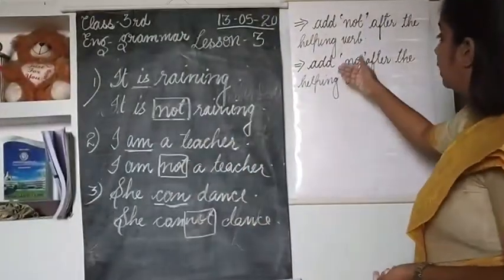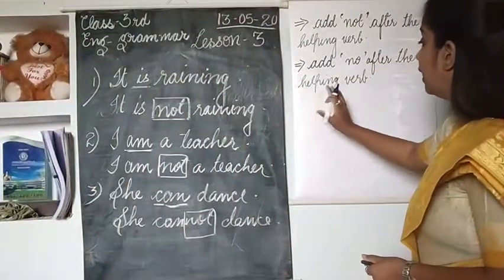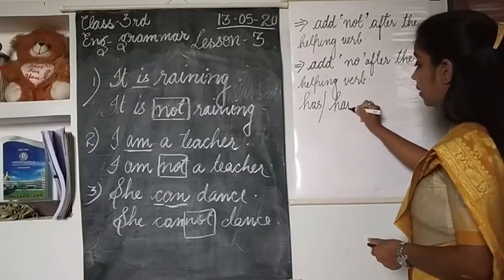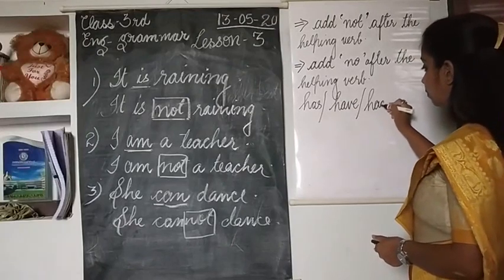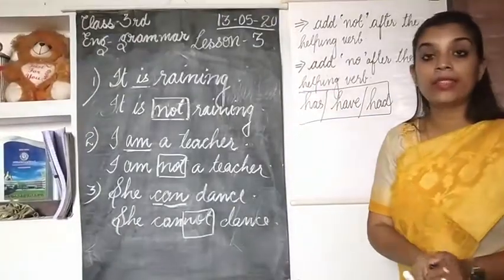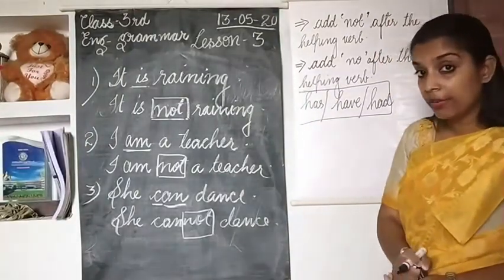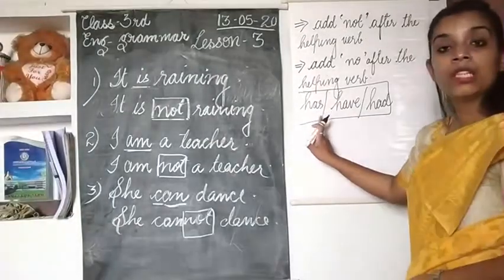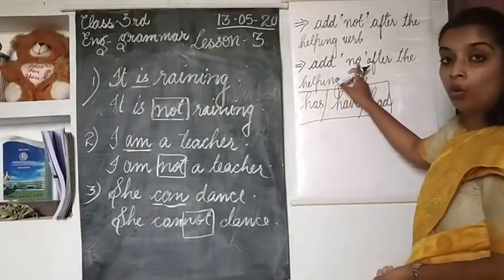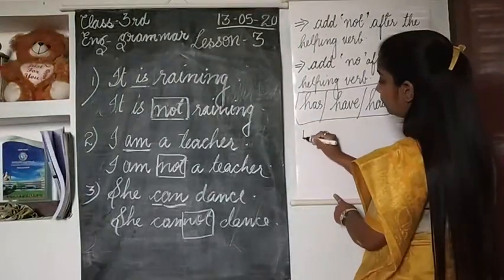Okay? Now see, I told you that if a helping verb is has, have or had. Suppose in a sentence these three helping verbs are present: has, have or had. Okay, so these three helping verbs, they show possession. And if any of these three helping verbs are present in a sentence, you will not make it a negative sentence by adding not. You will make such sentences negative by adding no after the helping verb has, have or had. I will give you a few examples. Now see.